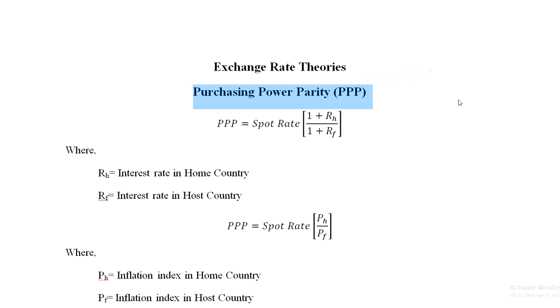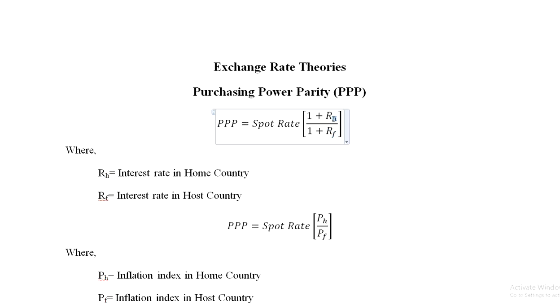So in these two, first we are going to study purchasing power parity, which is shortly called PPP. In order to find the solutions for purchasing power parity, we have two formulas. The first: PPP is equal to spot rate into (1 plus RH) divided by (1 plus RF), and the second one is PPP is equal to spot rate into PH divided by PF. What exactly do these two mean? Here PPP stands for purchasing power parity, whereas in RH and RF, R stands for interest rate.